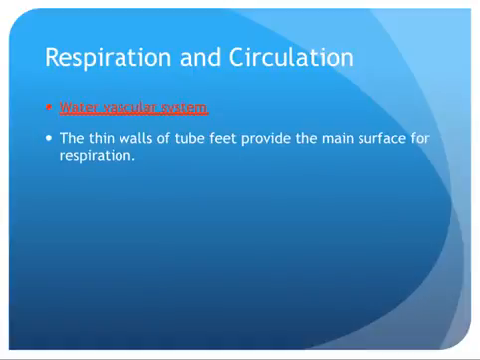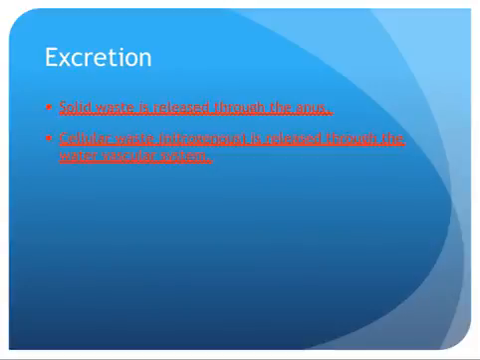For respiration and circulation, they use the water vascular system, and the thin walls of the tube feet provide the main surface for respiration. So their tube feet is where that oxygen enters their water vascular system and where waste, the carbon dioxide, exits. So they breathe and move materials around their bodies using the water vascular system. For excretion, solid waste is released through the anus, and then cellular waste or nitrogenous waste is released through the water vascular system. Again, through those tube feet, because they're so thin, the waste diffuses out of the tube feet.